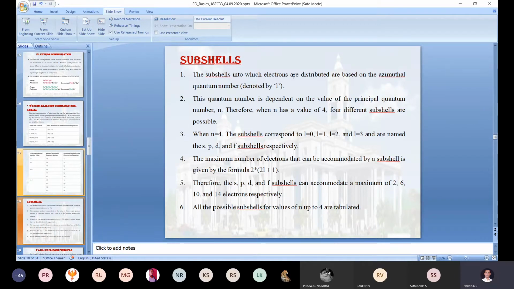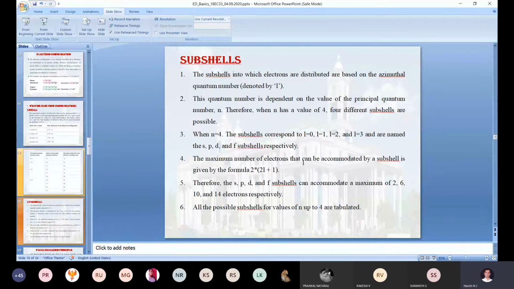The subshells into which electrons are distributed are based on the azimuthal quantum number. It is denoted by capital L. This quantum number depends on the value of the principal quantum number n. Therefore, when n has a value of 4, 4 different subshells are possible. The subshells corresponding to l equal to 0, 1, 2, and 3 are named S, P, D, and F subshells respectively.